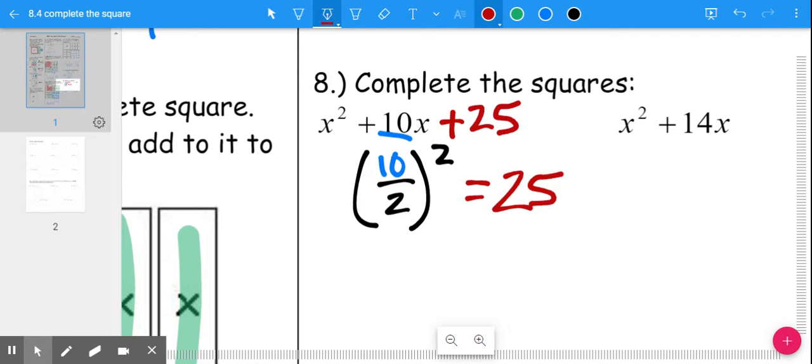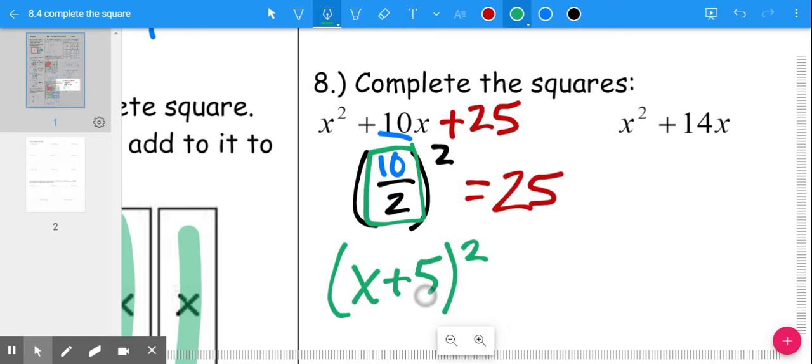Now, if we wanted to factor that as well, we would have x, and because all you need in order to fill in your binomials is that right there. So 10 divided by 2 would be 5, because 5 times 5 is 25, and 5 plus 5 is 10.